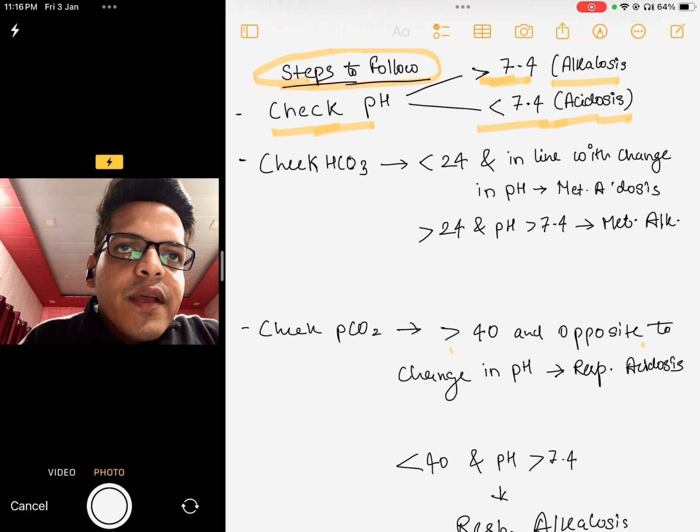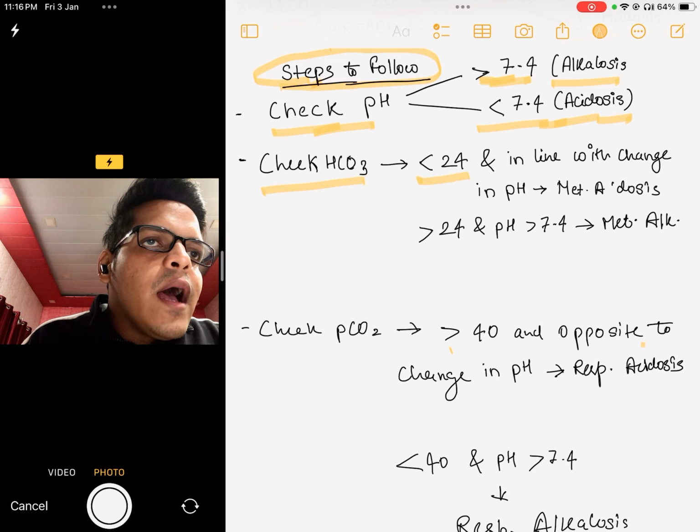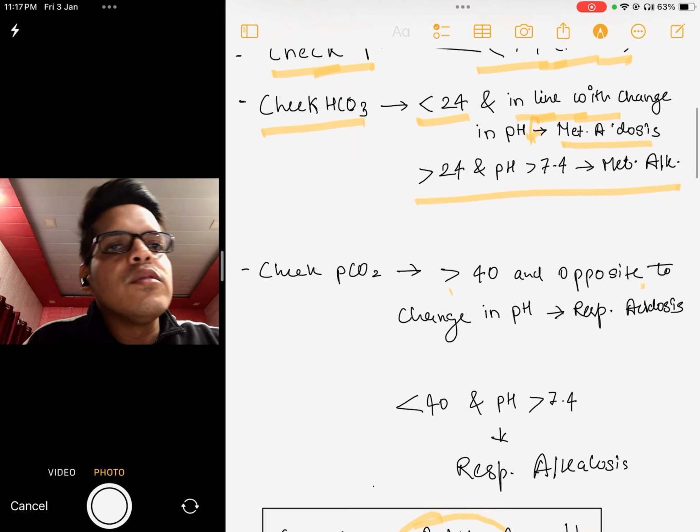Next step is to check HCO3. If HCO3 is decreasing and pH is also decreasing, that is, the change is in line, the same thing is happening, then it is metabolic acidosis. Otherwise, if both are increasing, it is metabolic alkalosis.